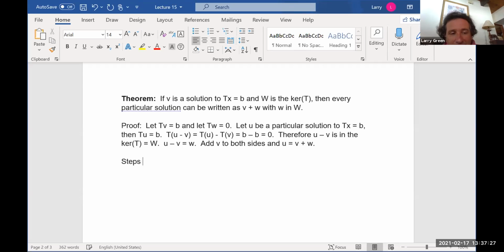Because I can write down steps to solve Tx equals b. So step 1 is solve Tx equals 0. And we spent a lot of time finding that because if we know our T, you can usually write down the matrix for T, and then you're finding the null space for the matrix for T, usually a basis of that. Is that clear? Step 2 is find a particular solution.